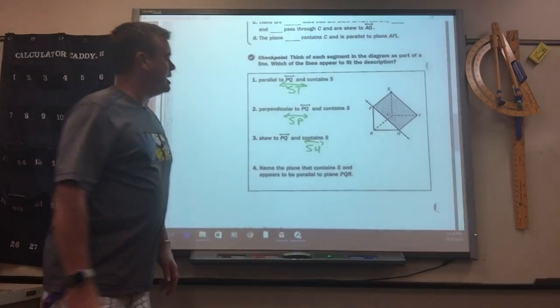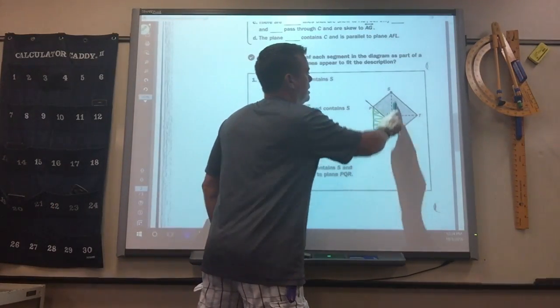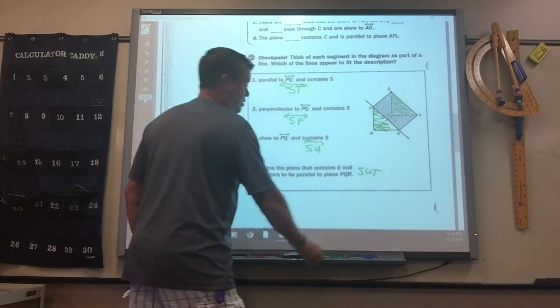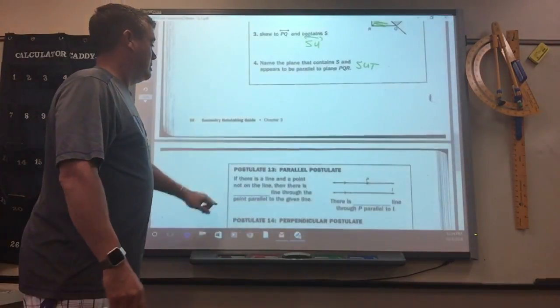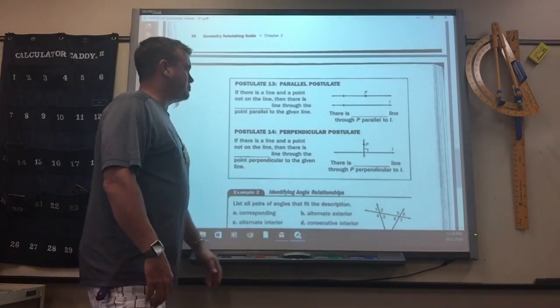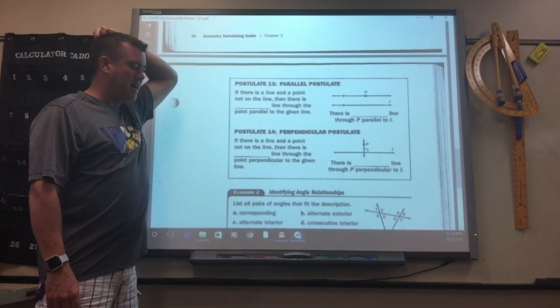And a plane contains S that's parallel to PQR, SUT. And they can be in any order, TUS, UTS, anything. Okay. These are just kind of common sense things.